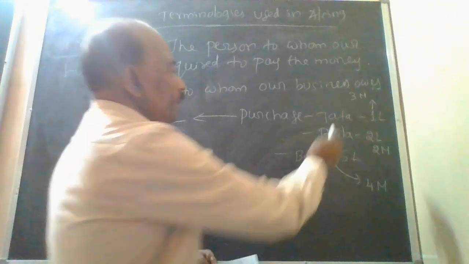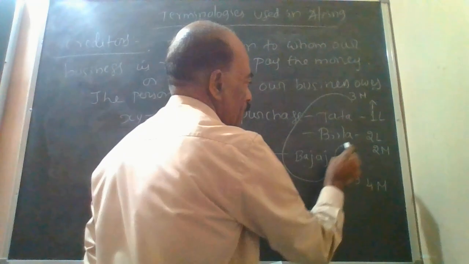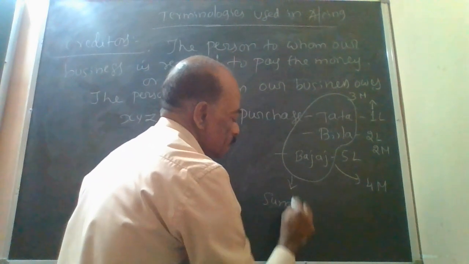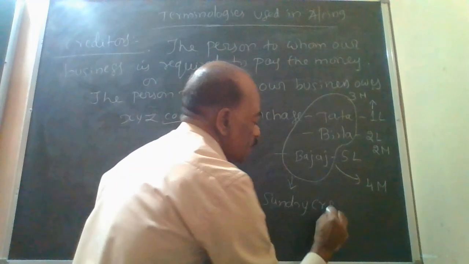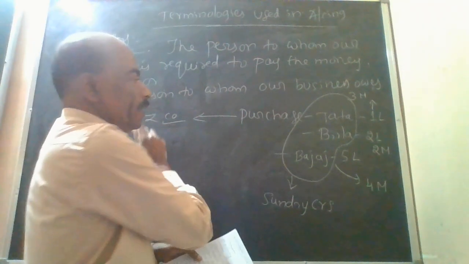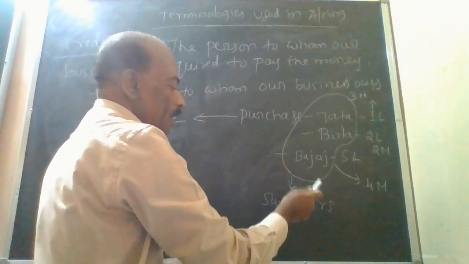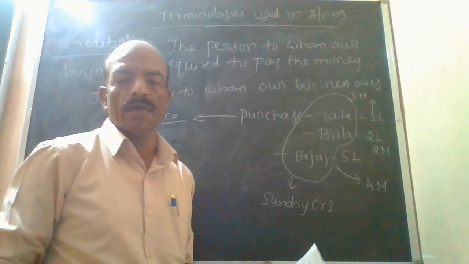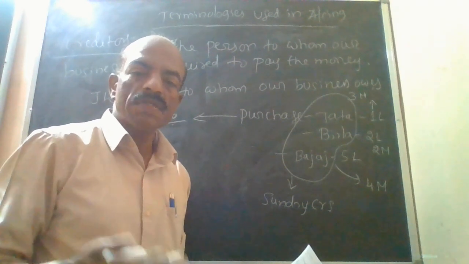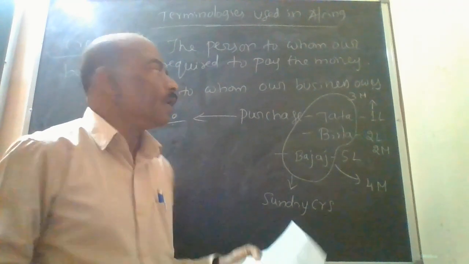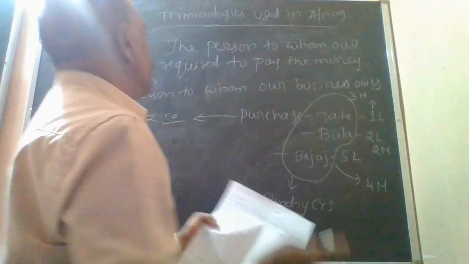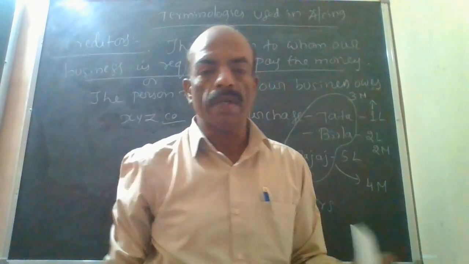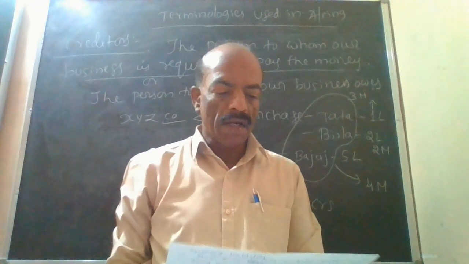So all these people, Tata, Birla, Bajaj, they are called what here? Sundry creditors. Ours is the XYZ company. So these people are the sundry creditors. We have to make the payment to them. The person to whom our business owes. Understand? Our business is required to pay the money. The person to whom our business is required to pay the money is called what here? Creditors.